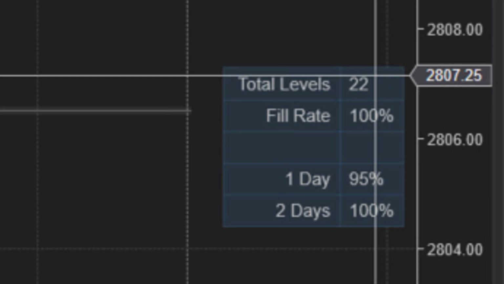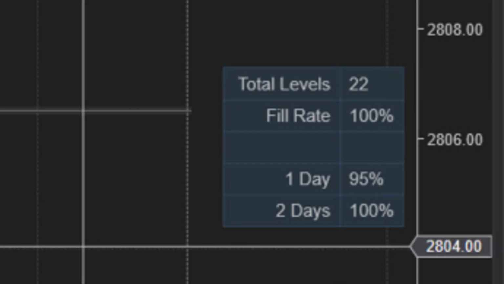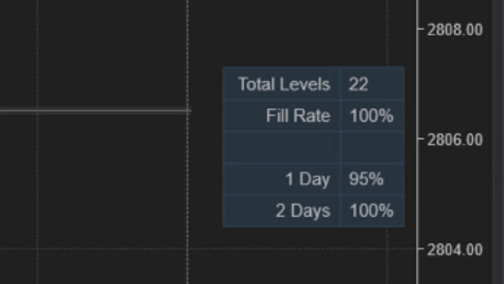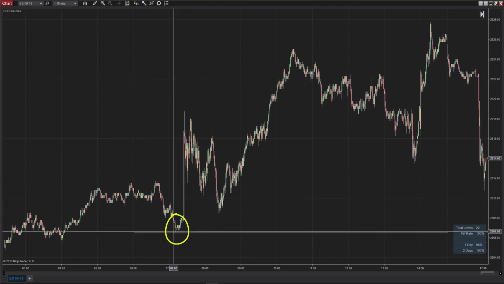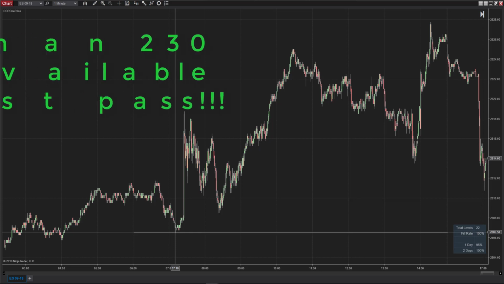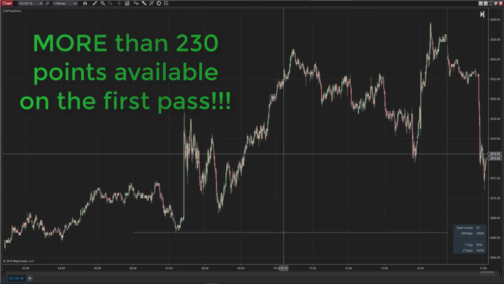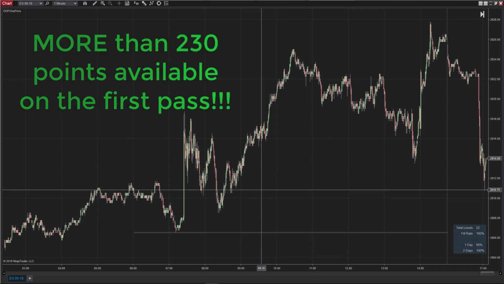Okay, so 22 trading days, 22 trading sessions. Yes, July 4th was a shortened session, but it still includes it because there's still overnight activity on the third leading into the fourth. Now, just on first pass, that means that when price comes down and tests One Price, there were more than 230 points available to take from this point to wherever it peaked out. Some days were just a few points, other days like today obviously was over 20 points. So every day is going to be a little bit different, but just on the first pass.